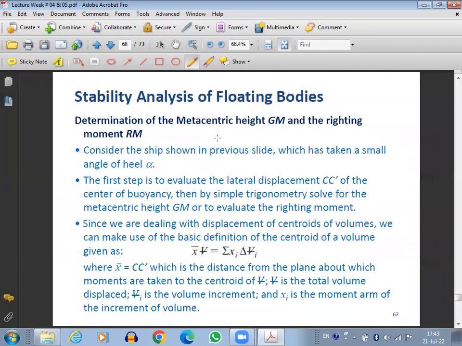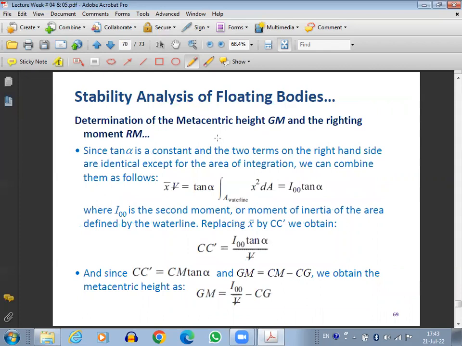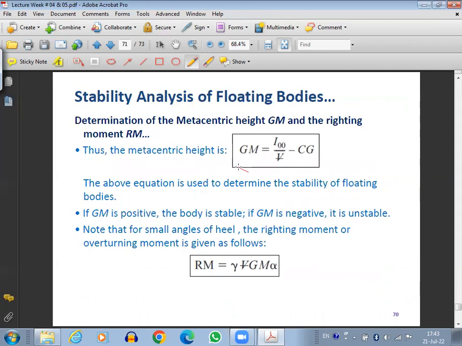Now, the derivation of the metacentric height, you can go through it yourself. Again, it is using the second moment of area. So the end result is this formula. GM is equal to I naught naught, which is the second moment of area, divided by the dipped volume, minus CG. CG is the distance between the center of buoyancy and center of gravity. GM is the metacentric height, which is the distance between the center of gravity and the metacenter.